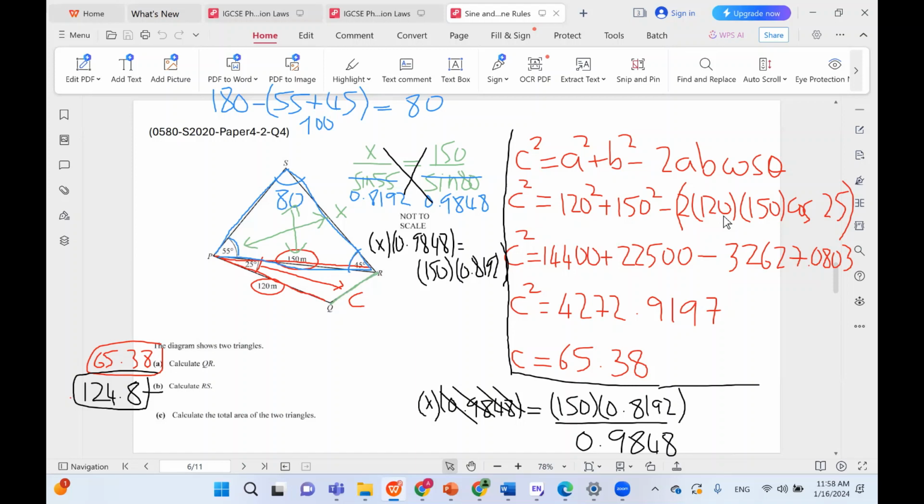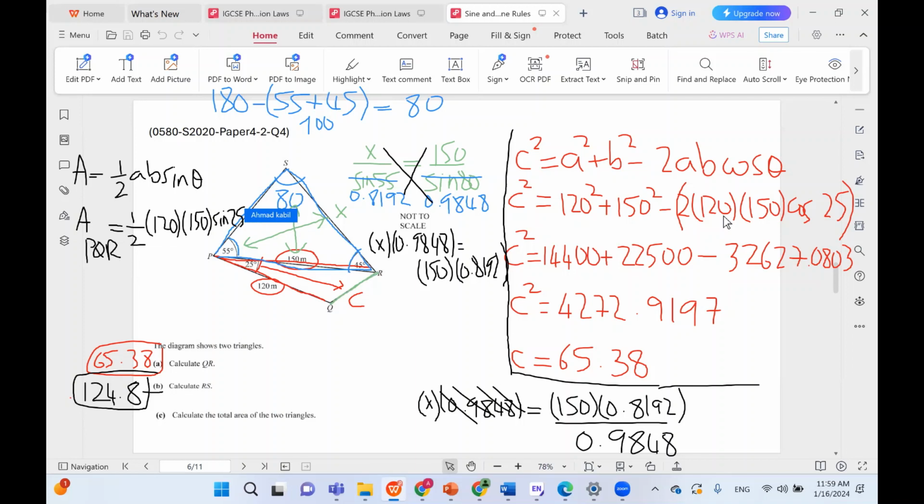So finally, we are required to find the total area of the two triangles. So the rule for the area is basically A, capital for area, equals half AB sine theta. Like the cosine rule, you are required to find two sides and the angle between them. So for the triangle PQR, which is colored mostly in red, the area of triangle PQR would be half times 120 times 150 times sine 25.